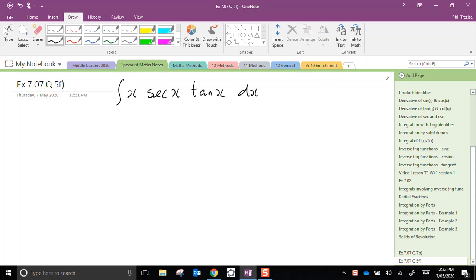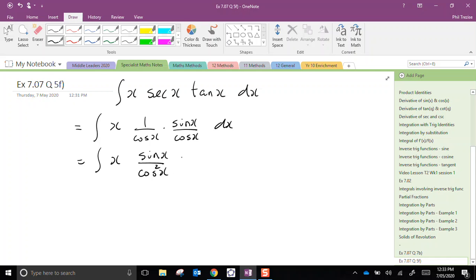Now, we might just do a little bit of algebra on this to make it look slightly better before we go too far. So let's see how we go. We've got sec is 1 over cosine, and tan is the sine of x over the cosine of x dx. So this is x sine of x over cosine squared x dx. Now if we can integrate that, that's the same as what we started with.